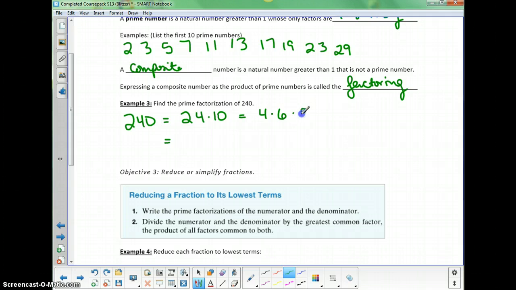And 10 is 5 times 2. I'm going to break each of these numbers down until it's prime. 5 and 2 are already prime, so I don't need to break those down any further, but 4 and 6 are not, so I'm going to keep going.